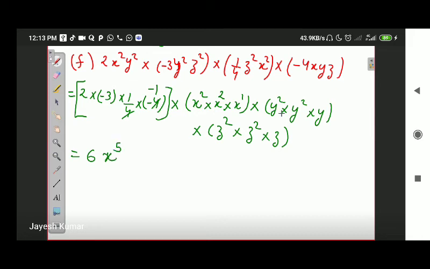Y square, y to the power 1, this will be y to the power 5. Z square, z to the power 1, this will be z to the power 5. Okay, so this will be your final answer. Get it? In this manner, you can also multiply any 5 monomials, 6 monomials, 8 monomials, it doesn't matter.